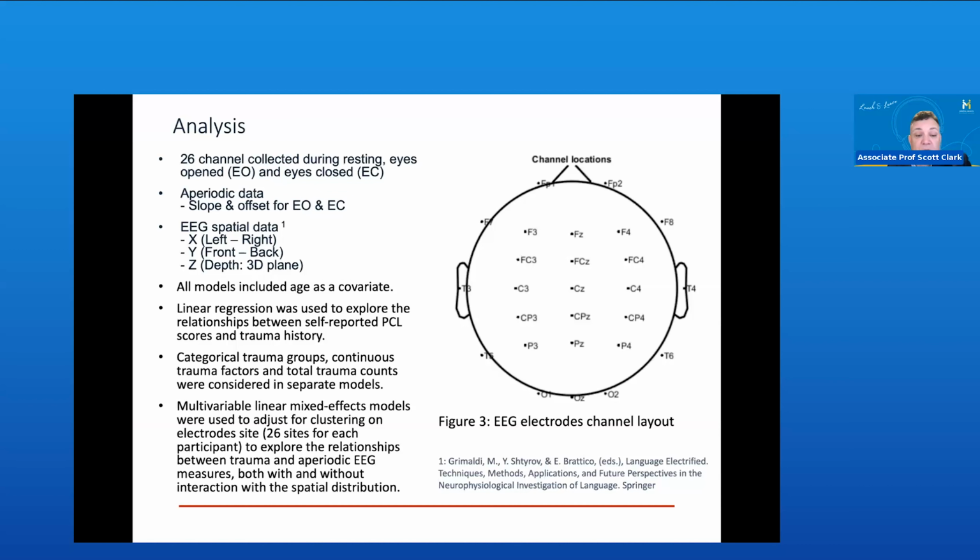We used those categorical trauma groups, and we also looked at adult versus childhood trauma. And we looked at the number of traumas in some complex modelling to see if brain patterns changed with the number of traumas that people experienced.